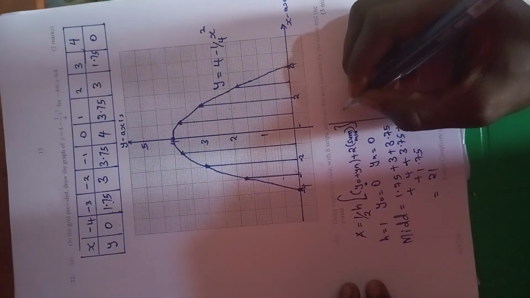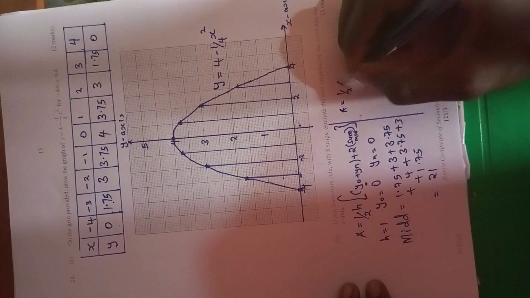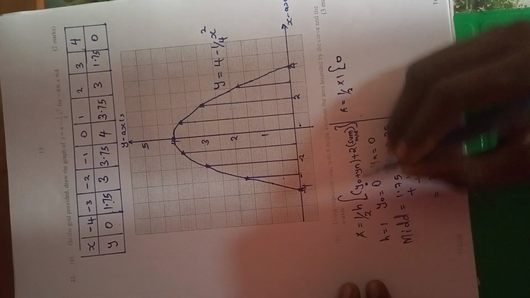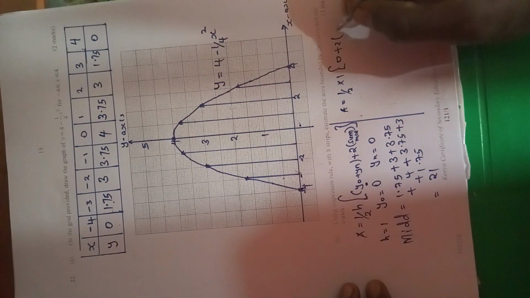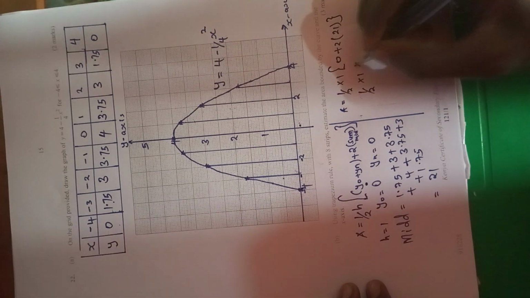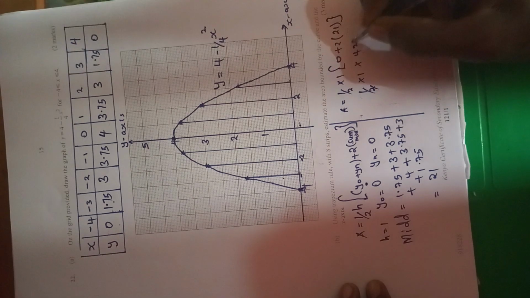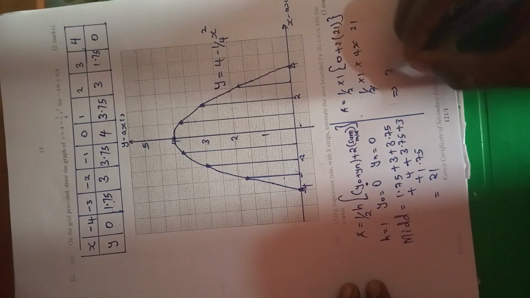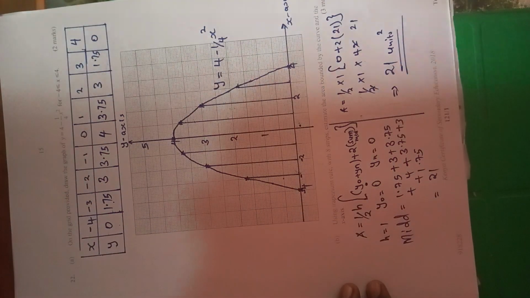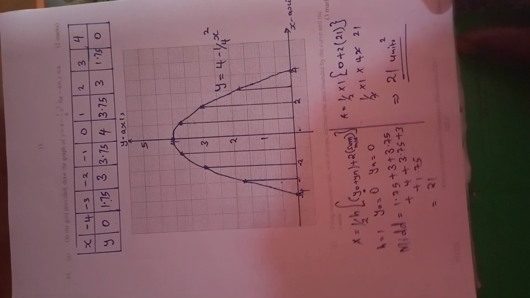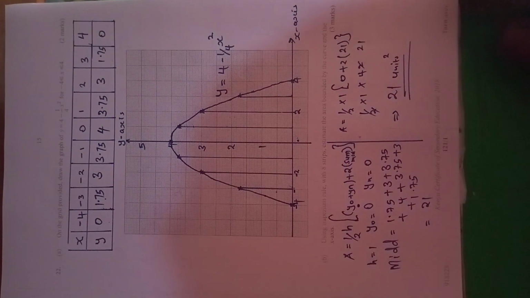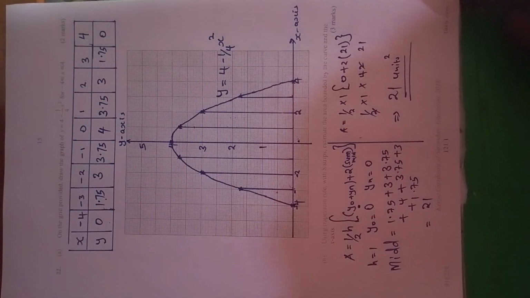So for the area, it will be a half times h, which is 1 unit, into 0 plus 0 is 0, and then plus 2 into 21. So 21 times 2 is 42. So this is a half times 1 times 42. Half of 42 is 21. So it will be 21 square units. This becomes the area bounded by the curve and the x-axis by the trapezium rule.